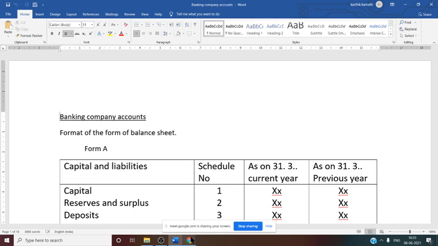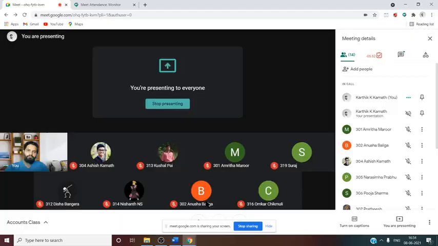See this. From the following information, you are required to prepare the profit and loss account and balance sheet of Dhanalakshmi Bank Limited. Now here they have mentioned the trial balance. So one by one we need to categorize the items here. Whatever information is given in the trial balance, one by one we have to classify.